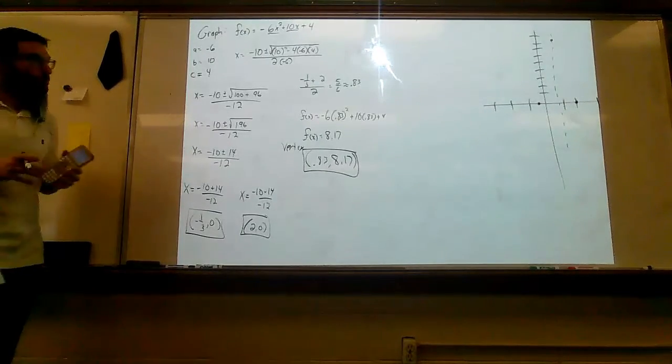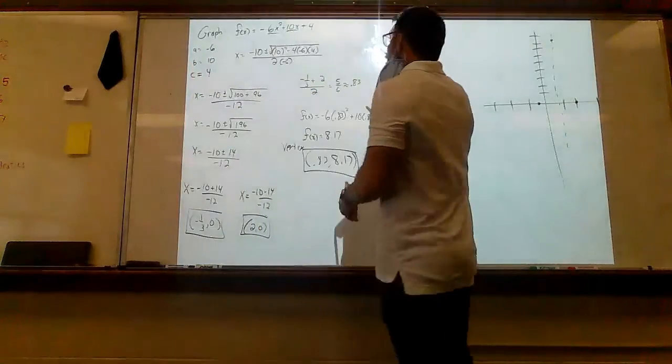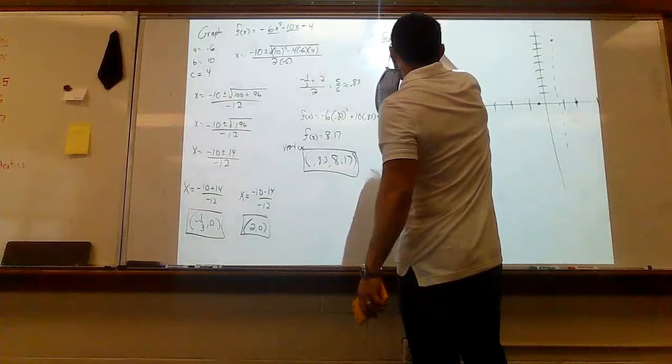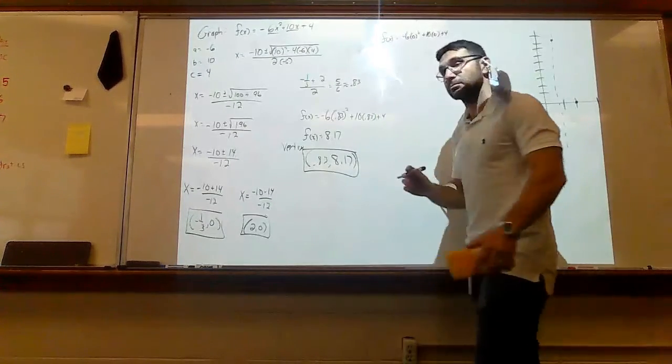Okay? So now we need to find the last two things, which is my y-intercept, which means my x is 0. So now I've got f of x, where negative 6 times 0 squared plus 10 times 0 plus 4.